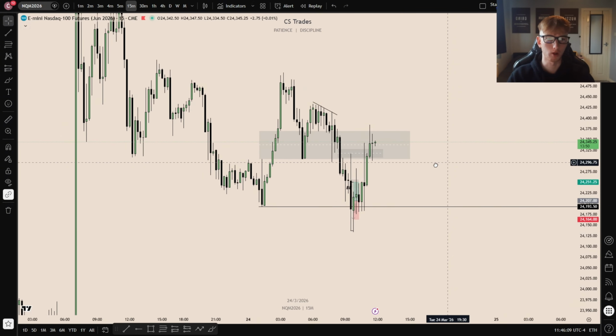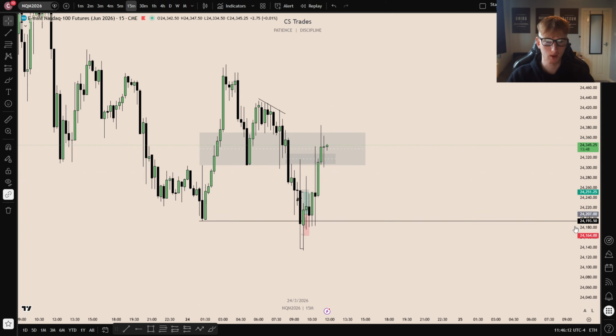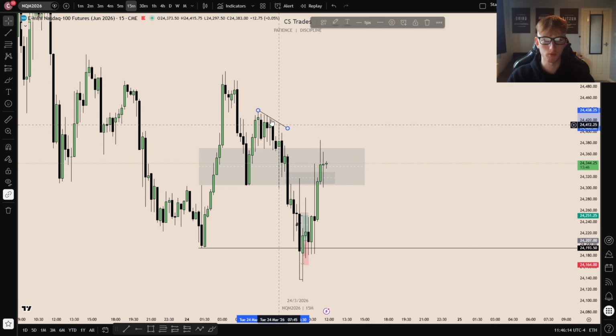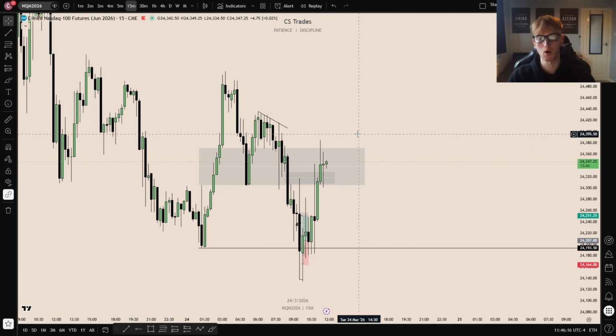In terms of bias, I think we're bullish on the higher time frame. Of course, as I've just said, we've just inversed this 15-minute. We should come up and run this trendline liquidity. If not today, definitely tomorrow. And yeah, pretty good trading day, guys.